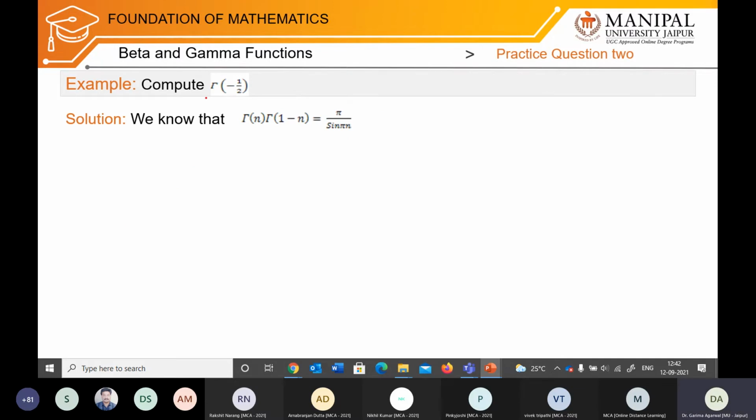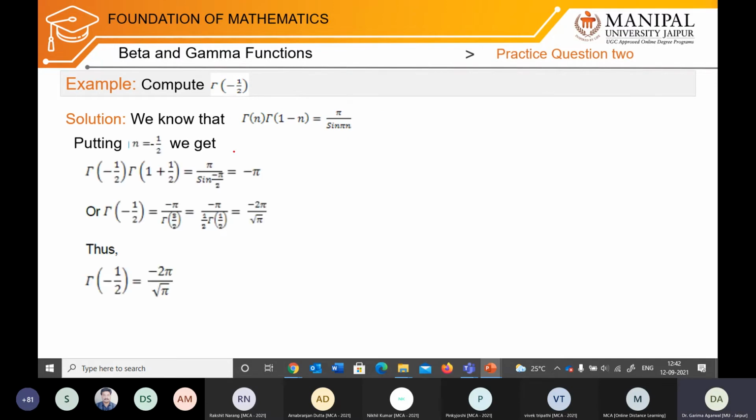Then we need to compute gamma minus half. So we'll substitute n equals minus half. It will be sine minus pi by 2, that is minus 1. So the right hand side will be minus pi.